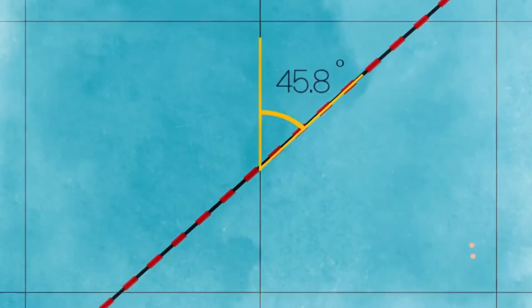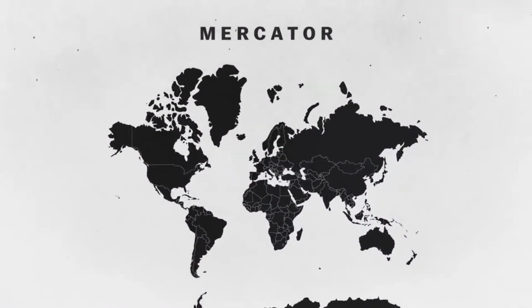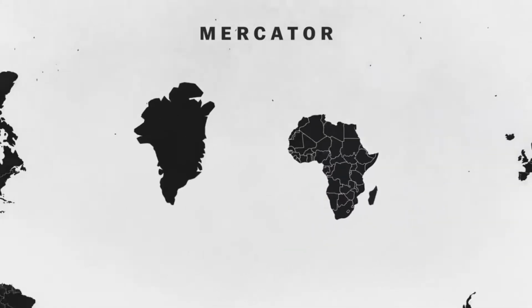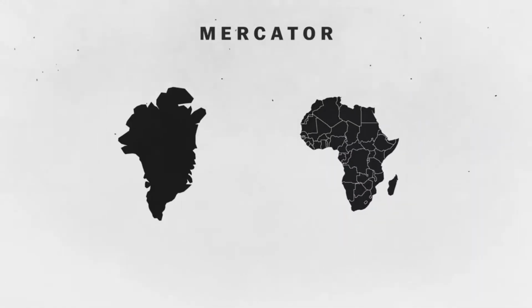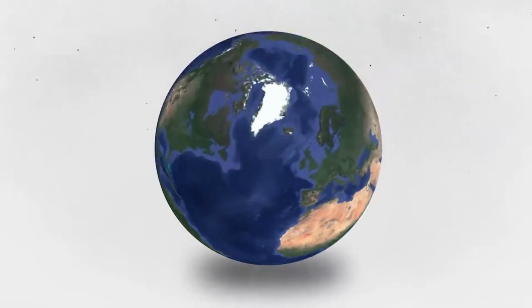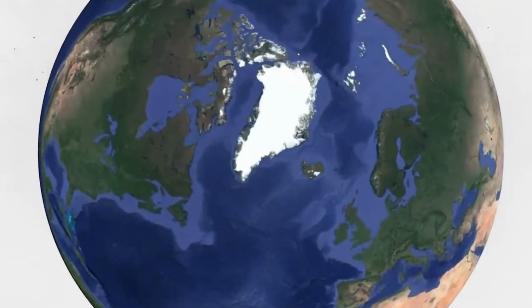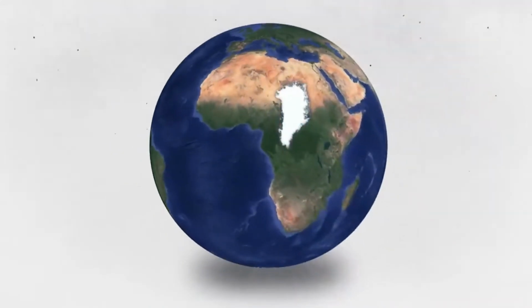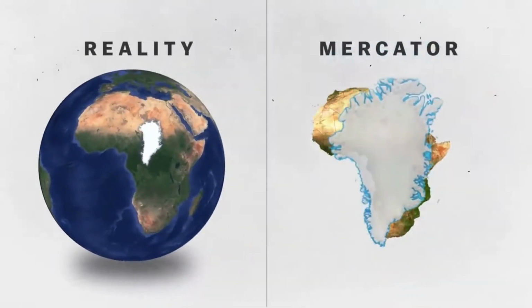Where the Mercator fails is that it misrepresents size. Look at the size of Africa as compared to Greenland. On the Mercator map, they look about the same size. But look at the globe: Greenland's true size is way smaller than Africa, by a factor of 14, in fact.